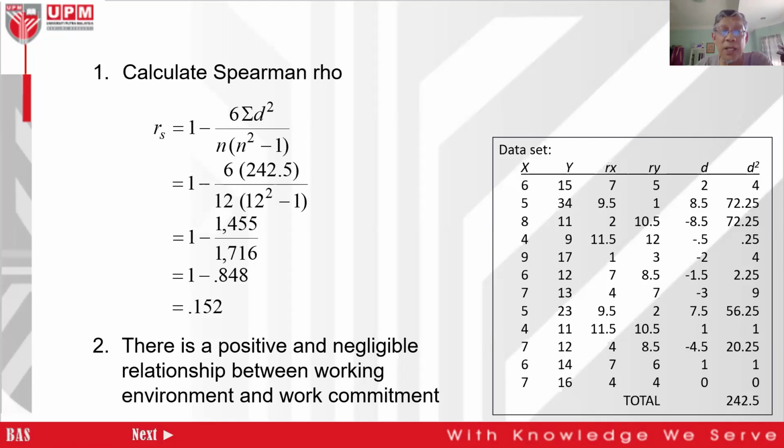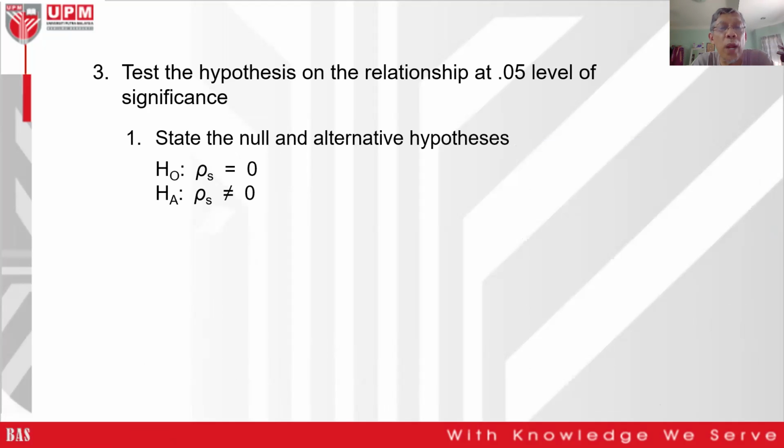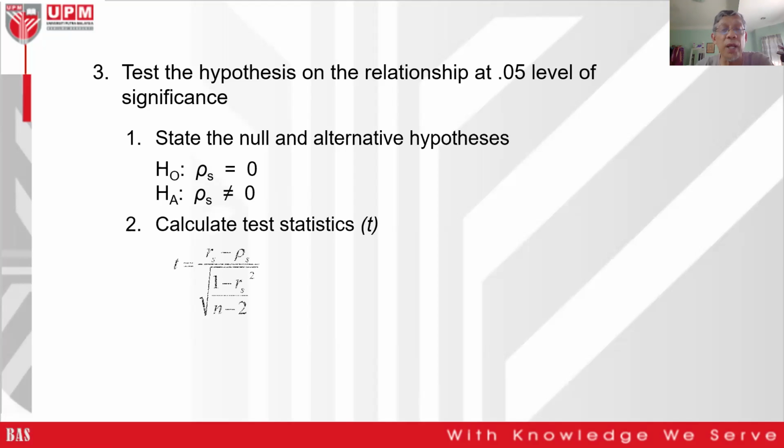And then question number 3, we want to test the hypothesis on the relationship at 0.05 level of significance. So when we read through the question, it doesn't indicate direction, right? Therefore, it calls for two-tail. When it is two-tail, then step number 1, we state the null and alternative hypothesis. H0: rho S equals 0 will always be as such. The alternative hypothesis for two-tail, rho S not equal to 0. That will be step number 1. Step number 2, we set alpha based on the question, alpha 0.05.